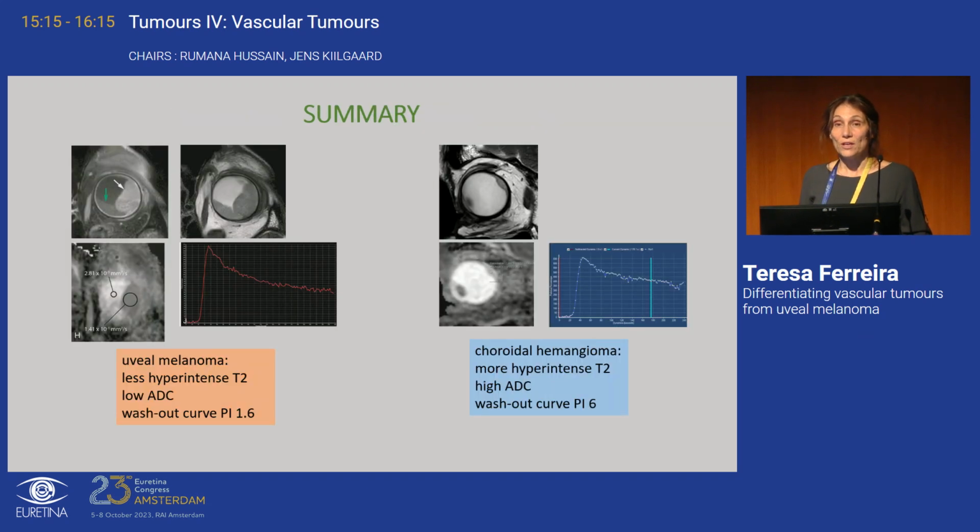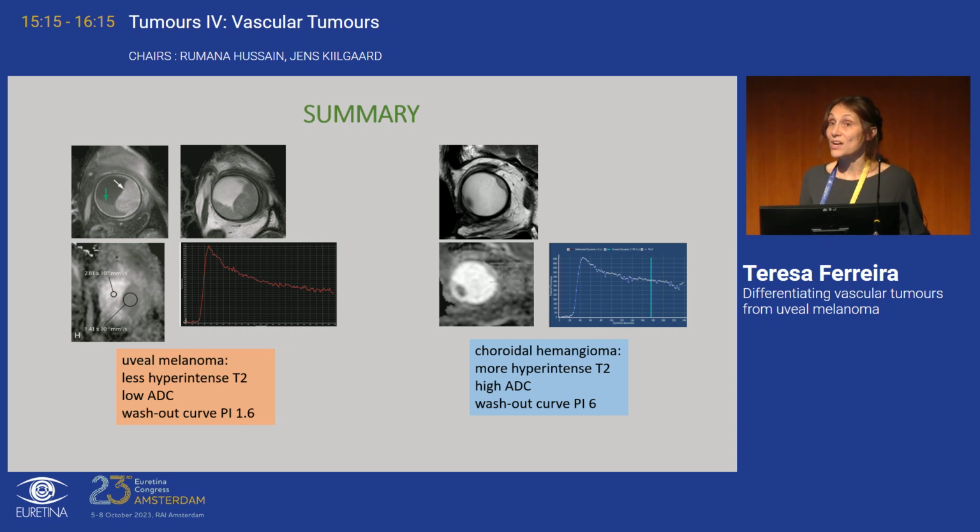In conclusion, uveal melanomas are well studied with MRI. We know how they look. They are mildly hyperintense on T2, they have a low ADC typical for a malignant lesion, and they will have a washout curve or a plateau curve.